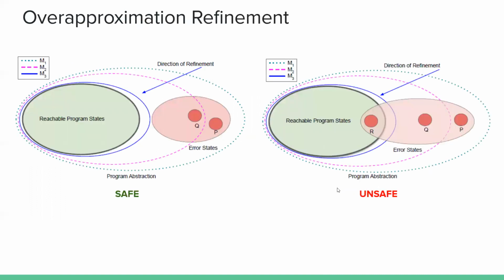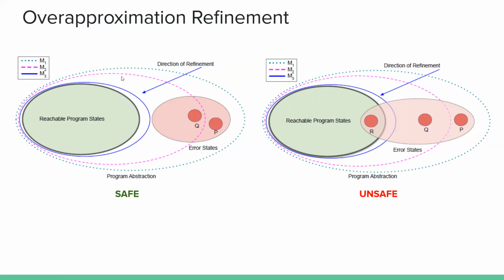So let's take a look at the CEGAR strategy. CEGAR is an over-approximation refinement driven by counterexamples. Let's look at an overview. In the left-hand side figure, let's say we want to verify a program, and this green oval shows all the reachable program states, and this red oval shows all the error states in the program.